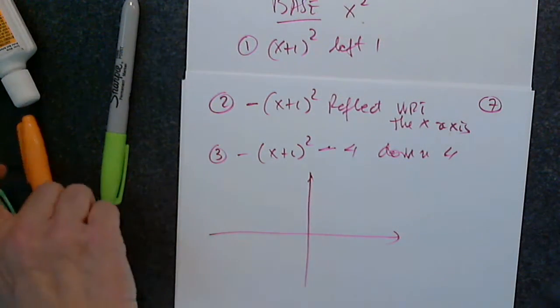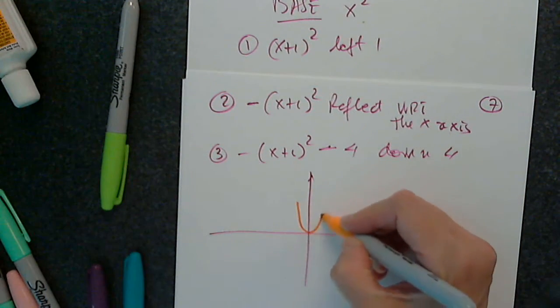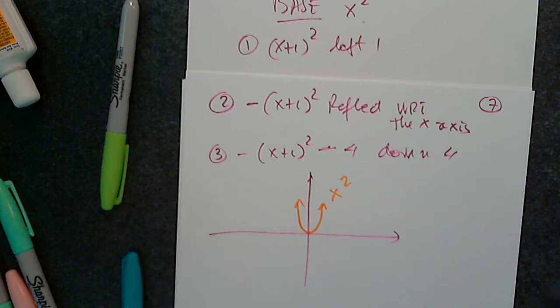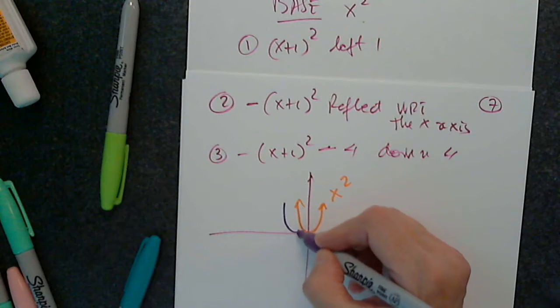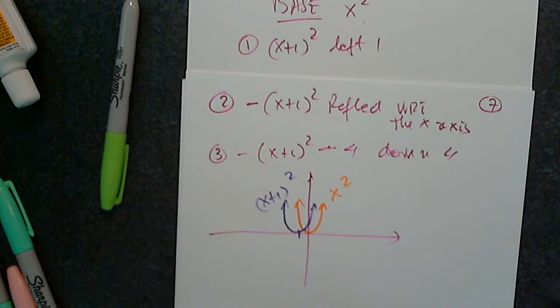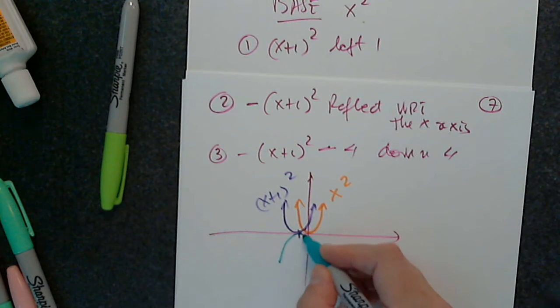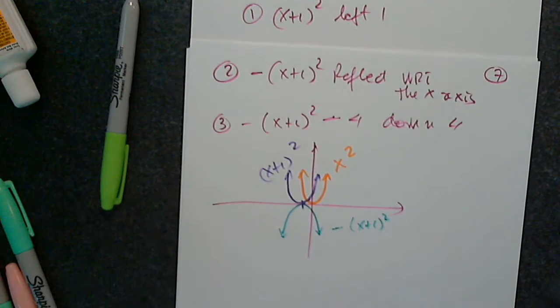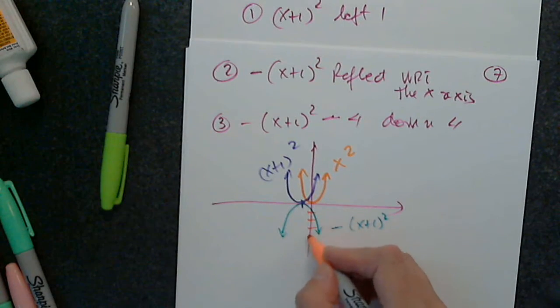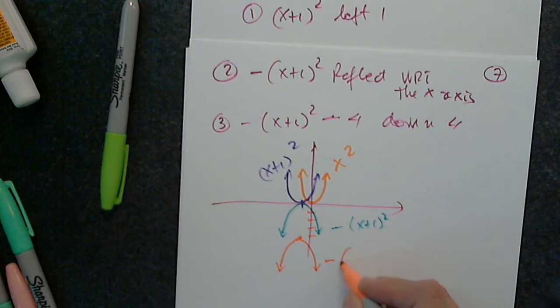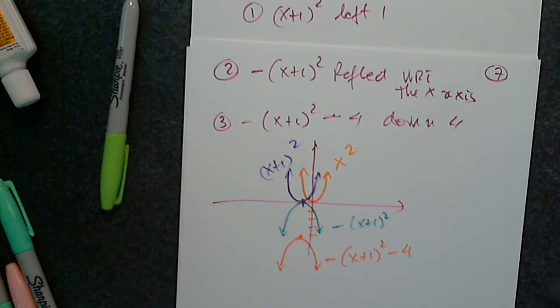So x squared is the original graph, the base function. You told me to move it to the left 1. So this is x plus 1 squared. Then you perfectly told me to reflect it, and I did. So this is negative x plus 1 squared. And then you said, now you have to move it down 4. And I did. Right here. So here's the graph of negative x plus 1 squared minus 4.